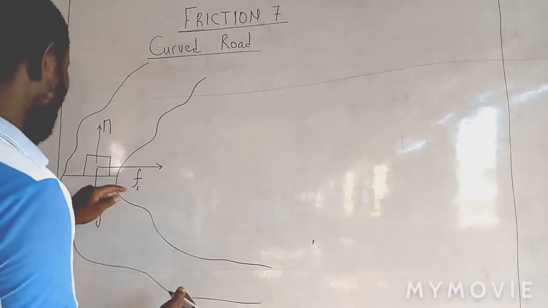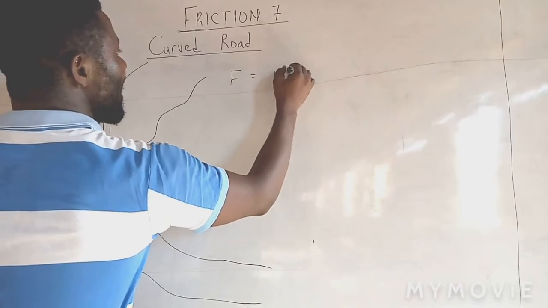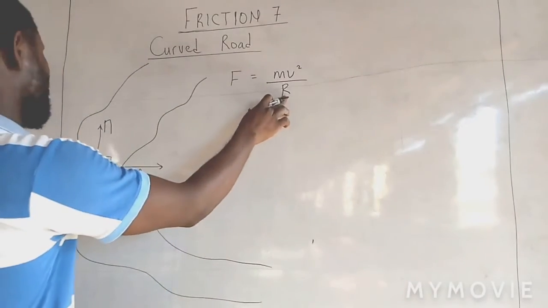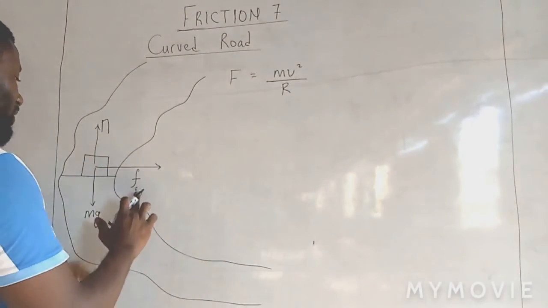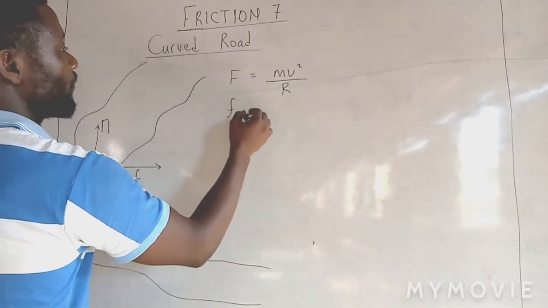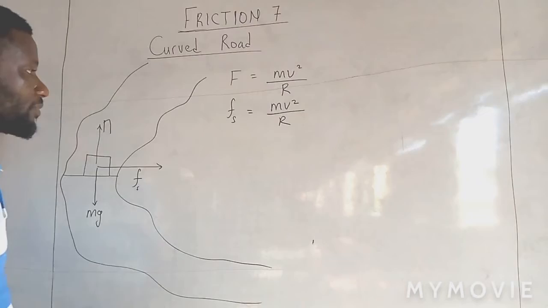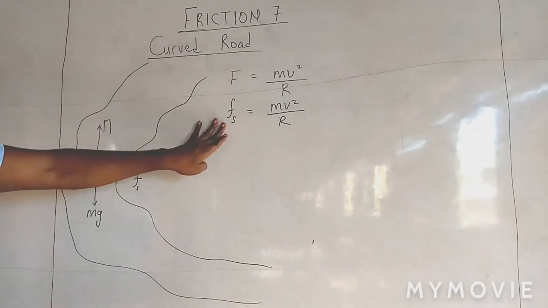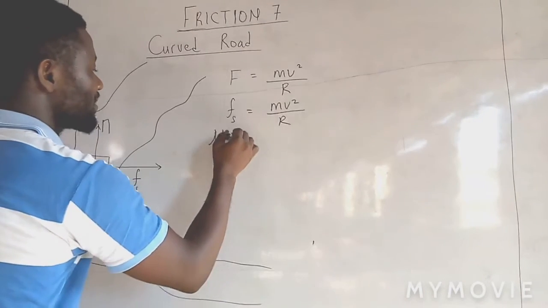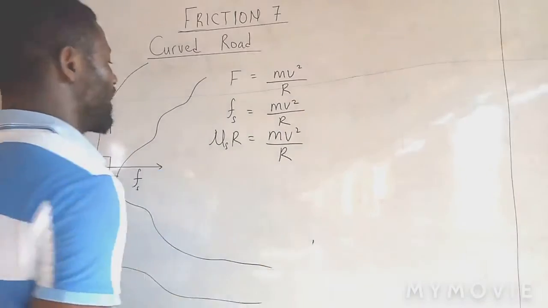And it has been already established that force is equal to mv square over r, if r is the radius of the road. Since frictional force is providing this force, it will be changed to F of S is equal to mv square over r. So what is frictional force here? The frictional force here is mu s R, which is equal to mv square over r.